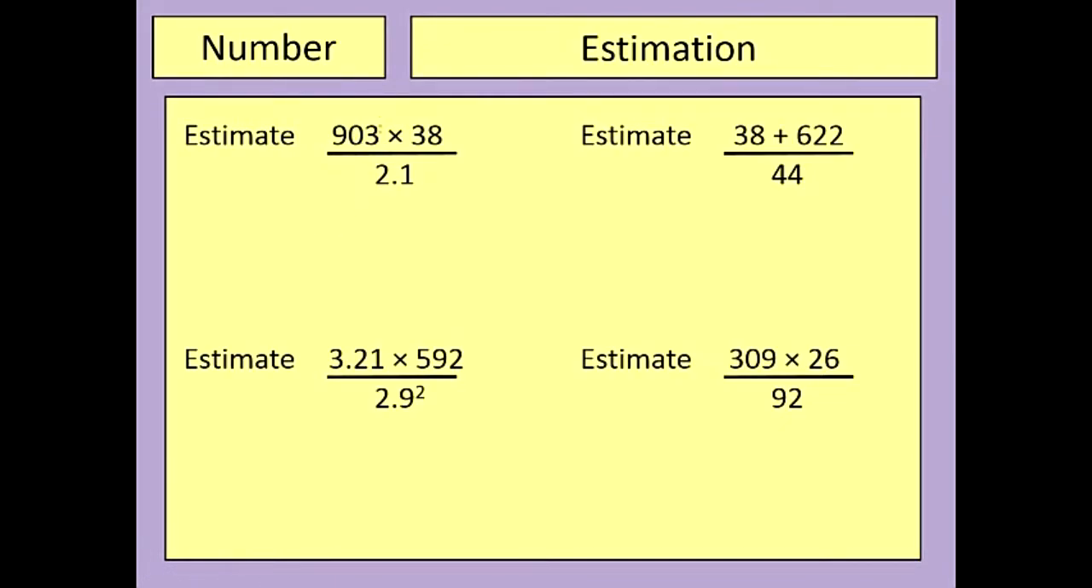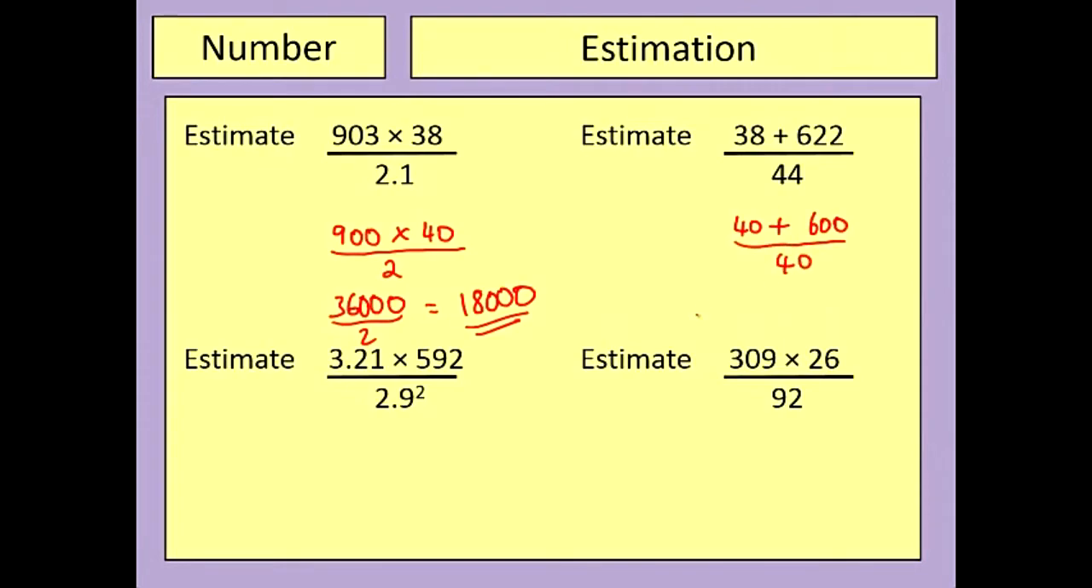Okay, here are your answers then for this first one. We would round to 900, and then the 38 would become 40, and then divide that by 2. 9 times 4 equals 36, and then we've got 3 zeros, and that's over 2, and then that would come out as 18,000. This next one up here, 38, rounds to 40 plus 600 over 40, which gives us 640 over 40. Use the strategy again and divide by 10, you get 64 over 4, which gives you 16.